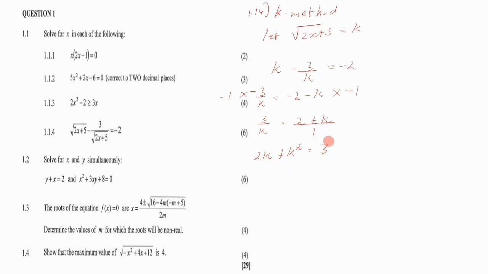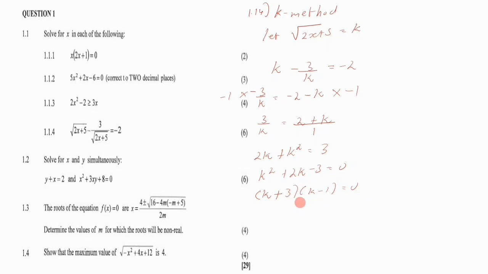Then we can just solve this, take this 3, transpose it to the left hand side. In standard form, we have k squared plus 2k minus 3 is equal to 0. Then let's try to factorize this. We have (k + 3) and then (k - 1).